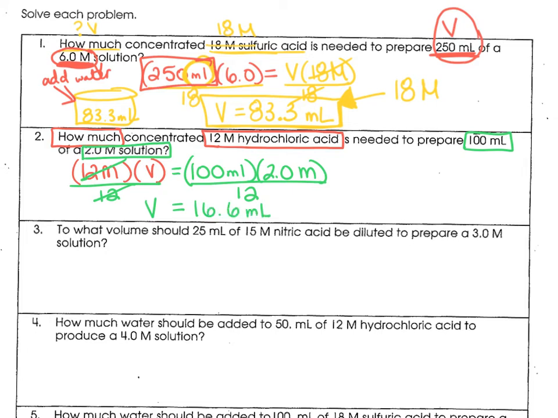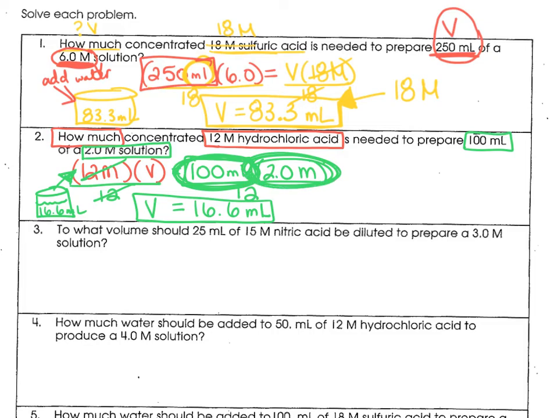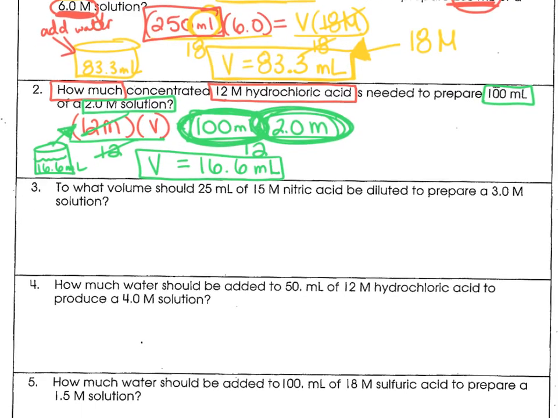16.6 milliliters. So again, my volume that I want to get to is in milliliters, so my answer is going to be in milliliters. So I'm going to go to my stockroom. I'm going to fill up a beaker with 16.6 milliliters of this really strong solution here, and then I'm going to add water to it until I get up to 100 milliliters. So I'm going to have to add about 83.4 milliliters until I get all the way up to 100, and my new solution will have a molarity of 2.0 moles per liter.